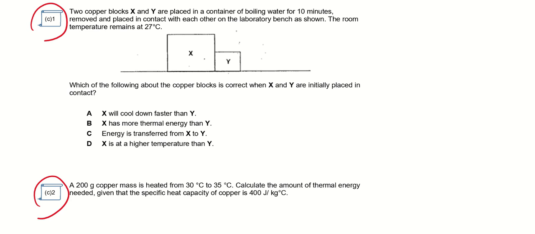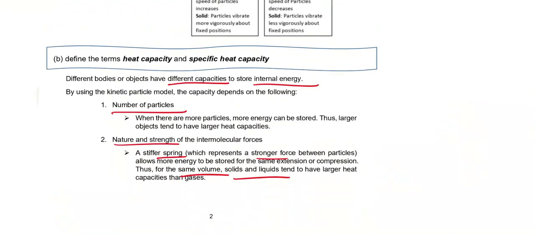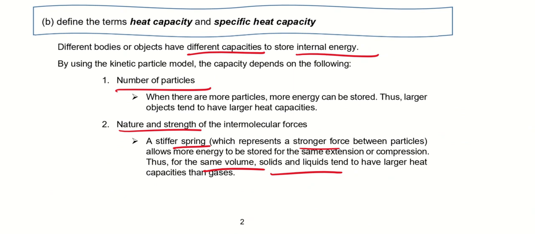Okay, I understand, but how do you write it in formal terms? Let's say the exam asks you, why does an object with more mass have more thermal energy? Same object, same material, why does more mass have more thermal energy? Because we have more particles. So that's literally the answer. More particles, more energy can be stored.